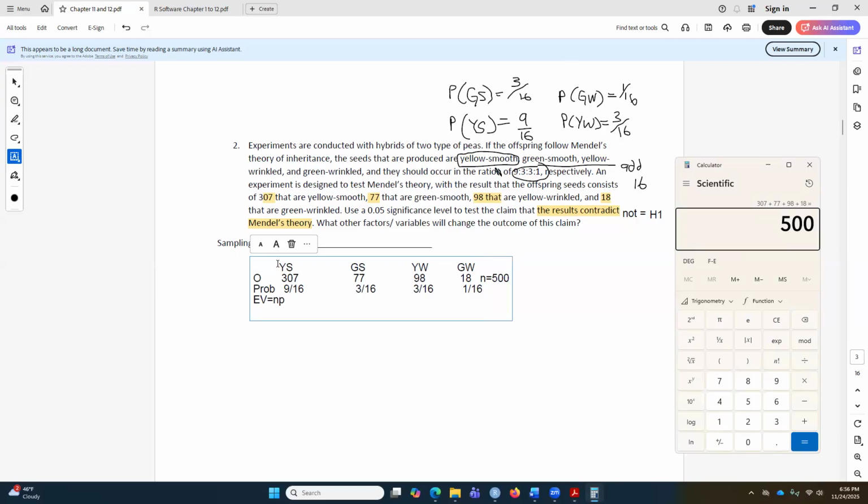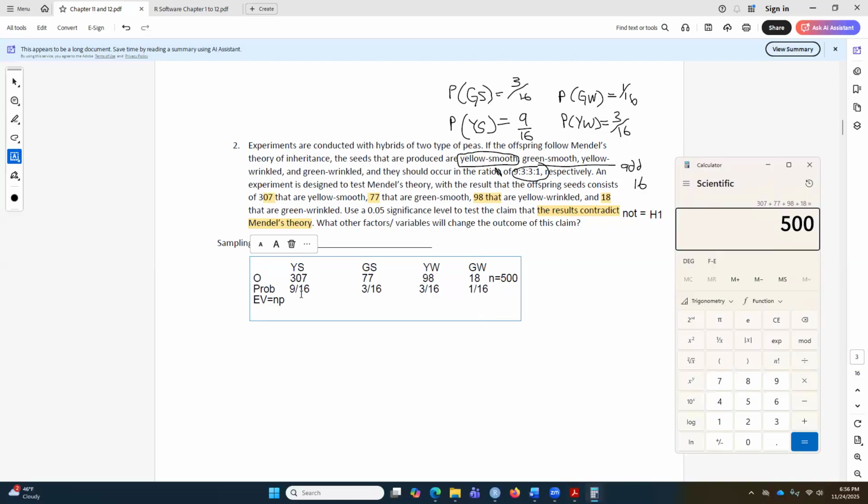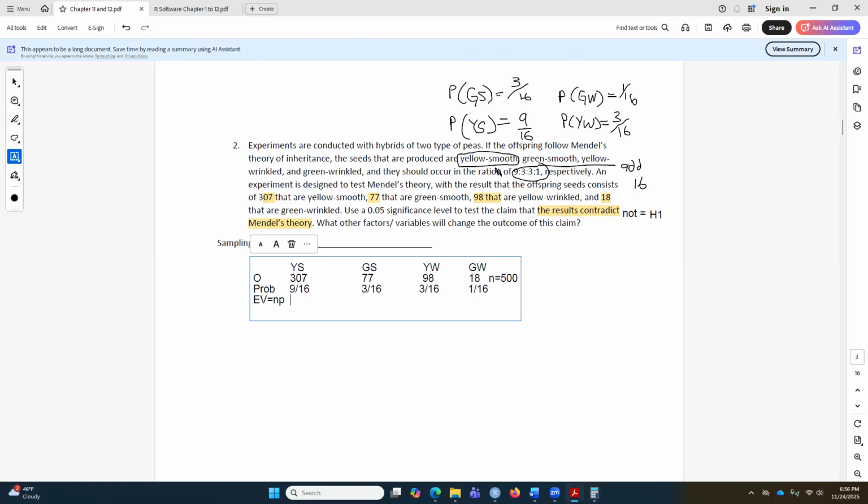So for the yellow smooth one, I'm going to move this a little bit over here. Again, usually it's given in a nicer table. In order for you to find the expected value for the yellow one, you take the total, which is 500, times the probability 9 out of 16. So you take 500 times 9 out of 16. You will get 281.25. So this is the expected value for yellow smooth.